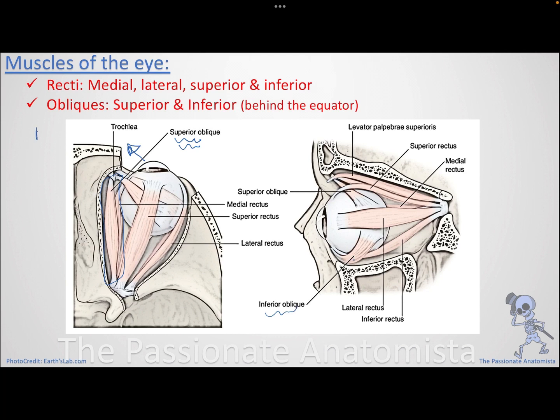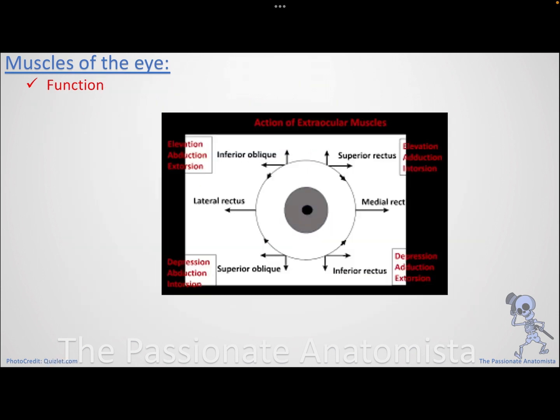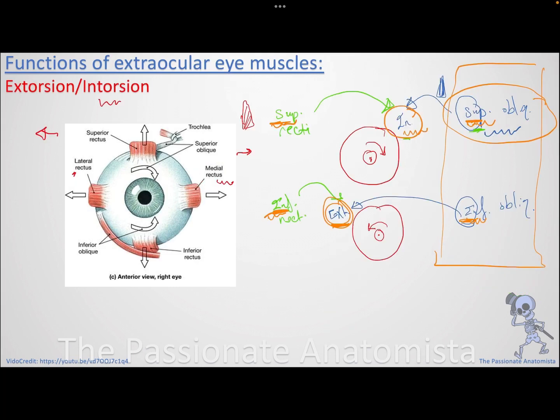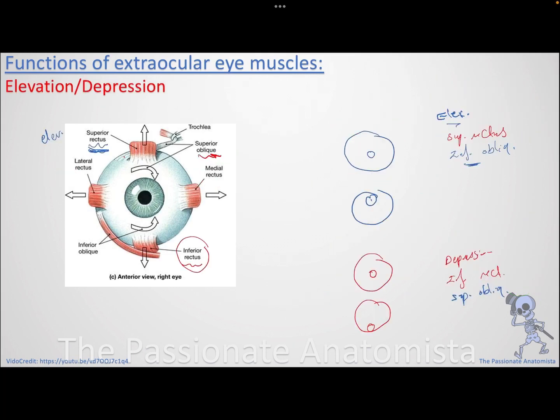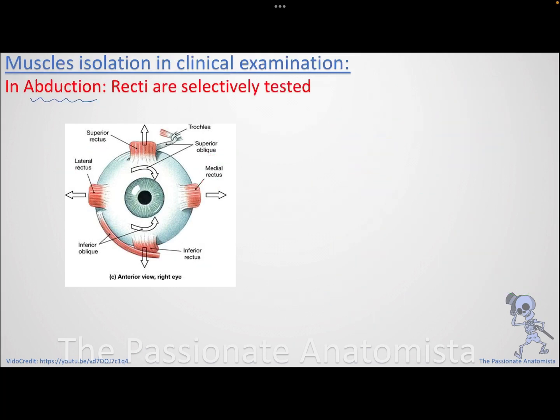Okay, so in adduction position, the obliques are working, although the obliques are doing abduction function. This is something else. I told you how to know the function. This is another concept. If you put your eyeball in adduction position, you are selectively testing the oblique muscles. All right? It's the opposite. So remember, study the functions first, the way I told you, and then study the selective testing of muscles in clinical examination. And now it makes sense.